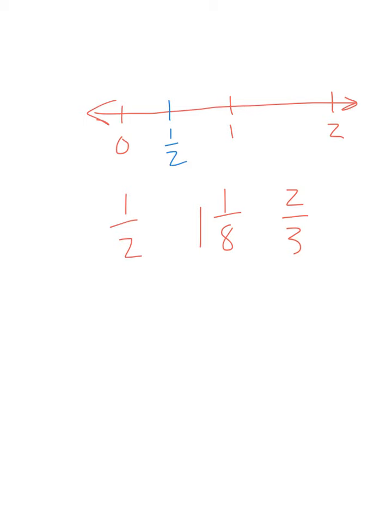1 and 1/8, well, I'd have to think about 1 and 1/8, so wouldn't 1 and 1/8 be about there? Actually, I might be off by a little. Might be a little bit further over, closer to the 1. And then 2/3 would be about there. But again, find your anchor numbers.